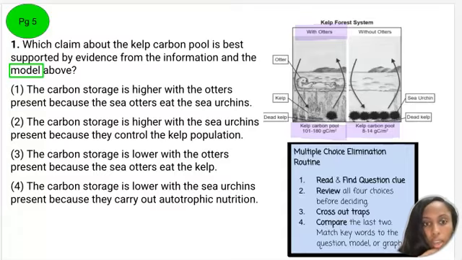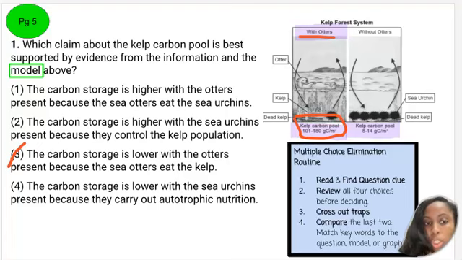So let's start crossing out the traps, which is step number 3. Immediately, I'm going to start crossing out where it says carbon storage is lower with the otters. I know this is incorrect because I can clearly see that with the otters, the kelp carbon pool storage is higher. Nice. So then I'm going to start thinking about what else I could possibly cross out. I want to keep choices 1 and 2 just because I know that something higher is happening over here. So I'm going to start looking at choice 4.